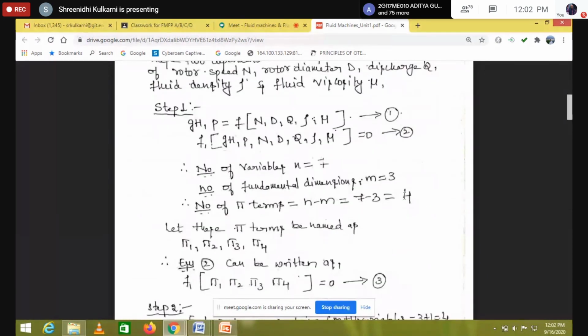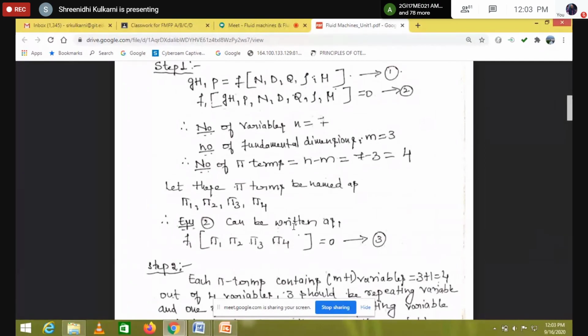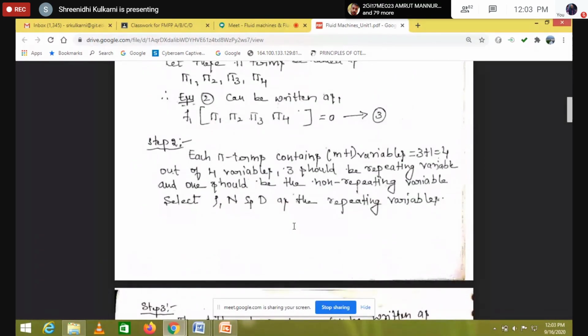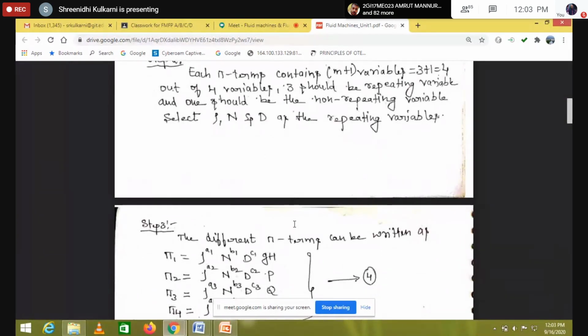Next, the fundamental dimensions are always 3 in any fluid mechanics or turbo machines, and that is indicated m. So m is 3. Later we want the number of pi terms, which is n minus m. Later we will identify how many pi terms there are. While writing the pi terms, 3 should be repeating variables and 1 should be non-repeating variable.